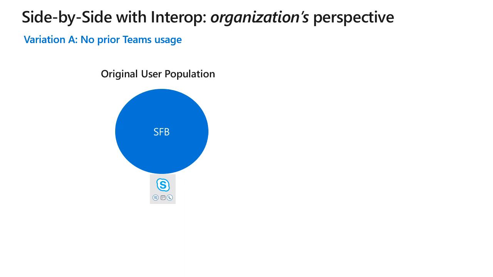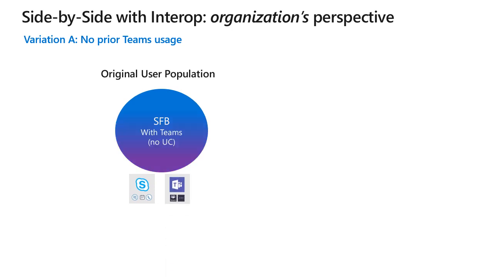This could also include hybrid, for example, right? Maybe of those 20,000 users, we've got a handful of them that actually were migrated to Skype for Business Online. This same kind of pathway would apply even if you're in that hybrid scenario. But essentially, this is our starting point. Everybody is using Skype for Business, right? We haven't really deployed Teams at this stage.